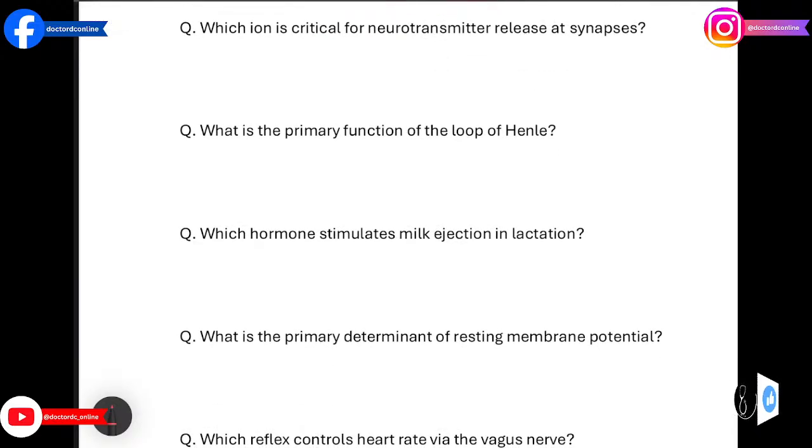The next question is, which ion is critical for neurotransmitter release at synapses? And the answer is calcium. Influx of calcium into presynaptic terminals triggers vesicle release.